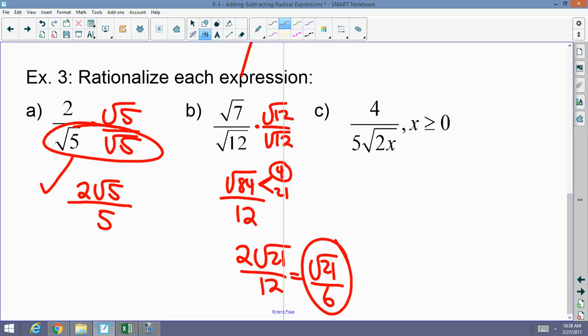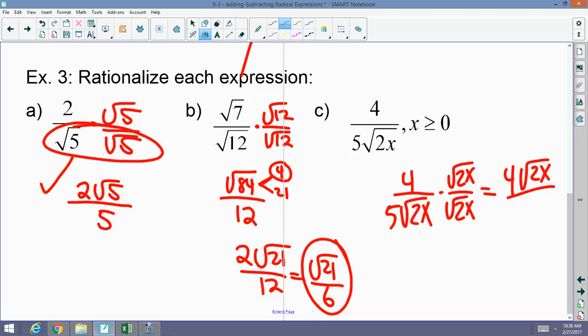Right here, I've got 4 over 5 square root of 2x. I cannot have a radical in the denominator. I just can't have it. So I must multiply square root of 2x to both top and bottom. So I've got 4 square root of 2x over square root of 2x times square root of 2x, which is what, guys? 2x times 5, 10x. Reduce it: 5 square root of 2x over 2x. I took out the 5.